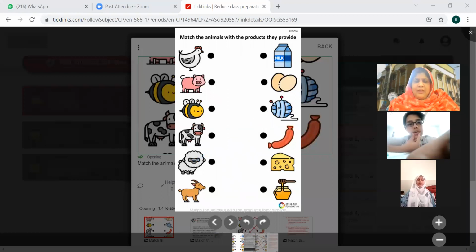And then, cow gives milk. Honeybee gives honey. Good. And then what do you get? Pig, cheese. From where are we getting cheese? Who gives cheese?